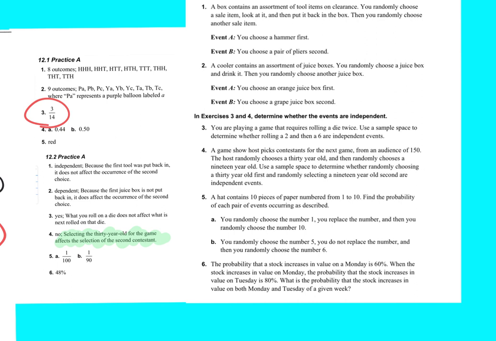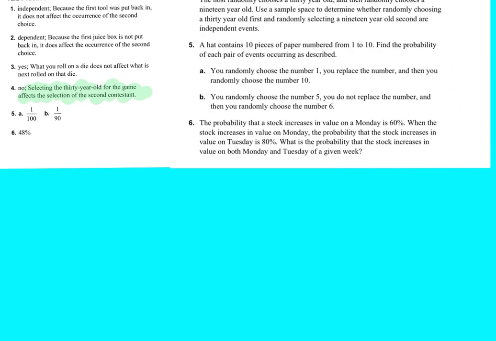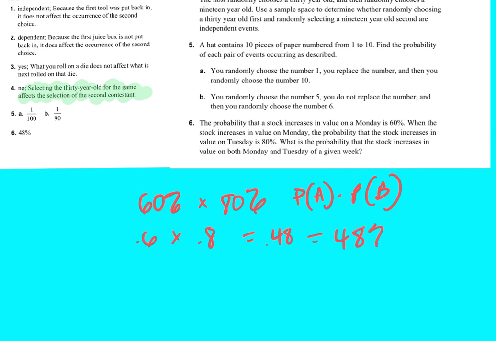Number 6 says the probability that a stock increases in value on Monday is 60%. When the stock increases its value on Monday, the probability that the stock increases its value on Tuesday is 80%. What's the probability that the stock increases value on both days of the given week? So this is your and. It's 60% times 80%, or 0.6 times 0.8. They have no impact on the other, right? The stock increasing on the first day has no impact on the second, so they're independent events. You just multiply out their probabilities. So that'd be 0.48. I did 48%: 60 times 80 and then divided by 100. That's the same thing.